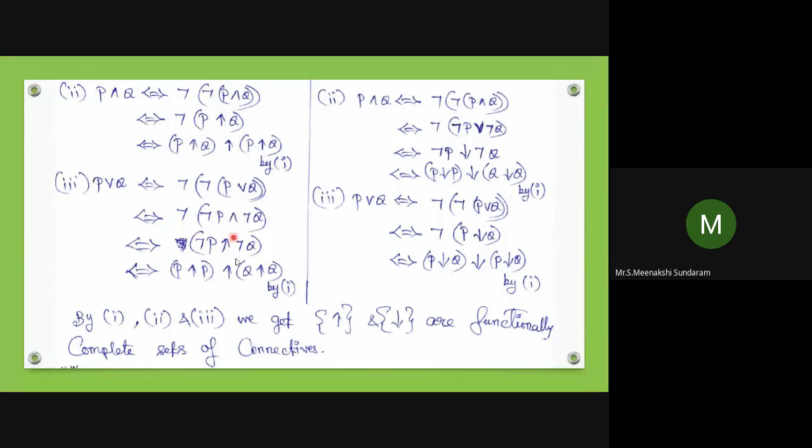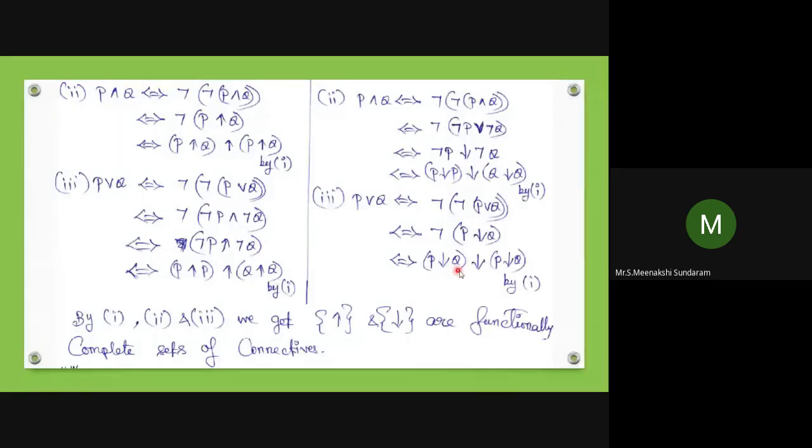And we get negation P NAND negation Q. Again I can apply the same formula: negation P can be written as P NAND P, and negation Q can be written as Q NAND Q. Similarly, here negation of P disjunction Q is P NOR Q. Negation P can be written as P NOR Q, NOR P NOR Q. That is it.